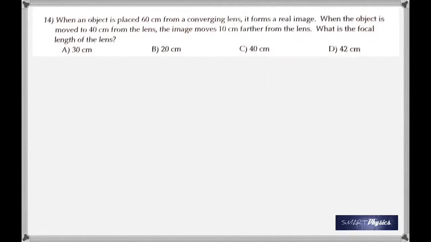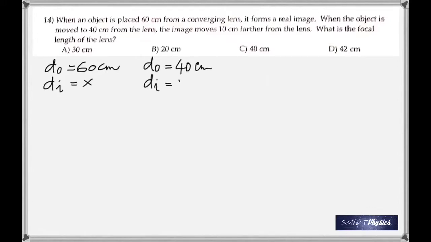Here an object is placed 60 centimeter from a converging lens. Then the object is moved to 40 centimeter from the lens. Actually, the object is moved closer to the lens, because that's when the image will move further away. So you have two cases, and in the first case take DI as x, second case it's x plus 10, because it moved away. And we get to find the focal length using product by sum.